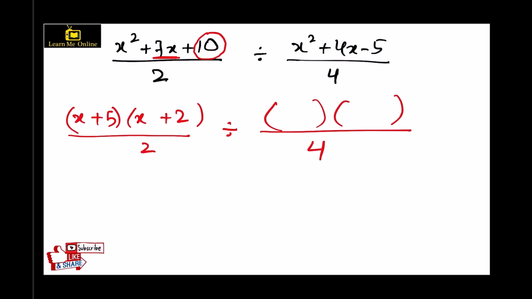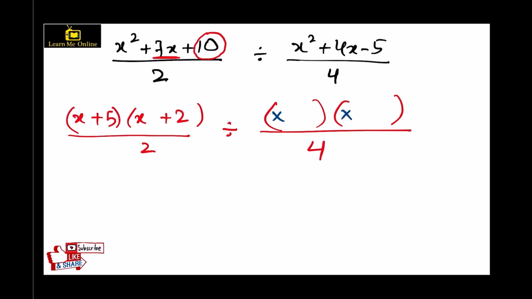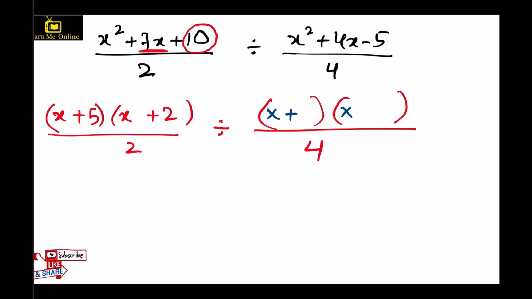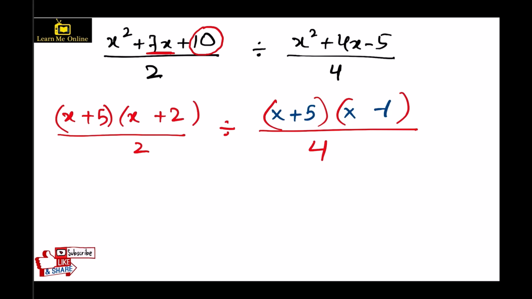I'm going to do the factorization of the next quadratic expression as well. So you'll be writing x here and x here. Now we are thinking of the two numbers. When we add them together, we get 4. When we multiply them together, we get minus 5. So it's going to be plus 5 and minus 1. So let's check that. So plus 5 and minus 1 gives us the middle term, which is 4x. When we multiply them together, which is 5 times minus 1 would be minus 5. So this is the factorization.